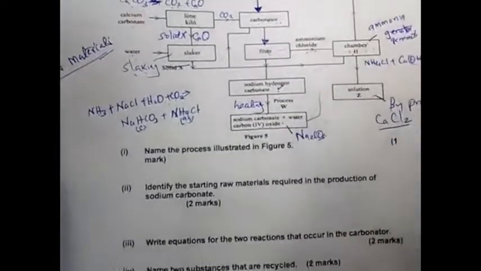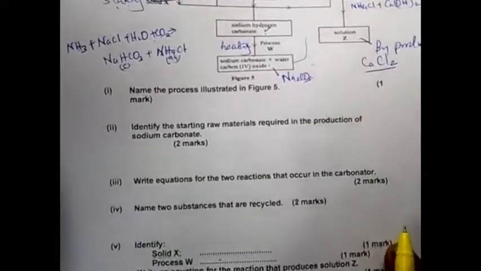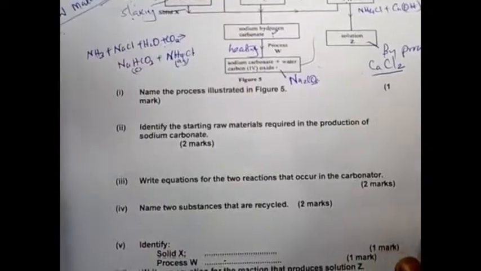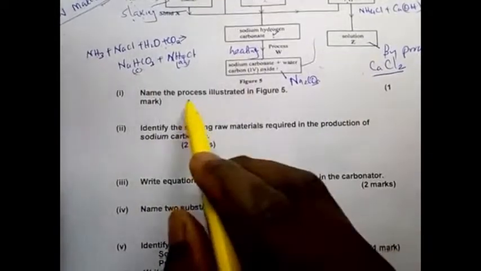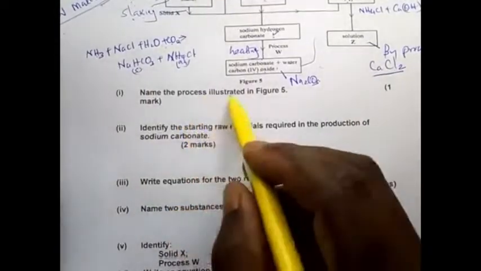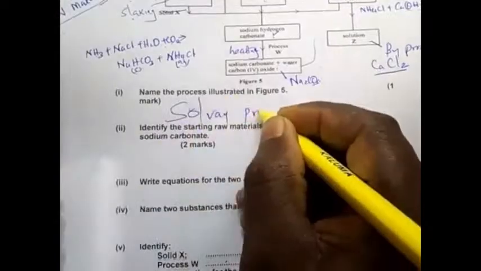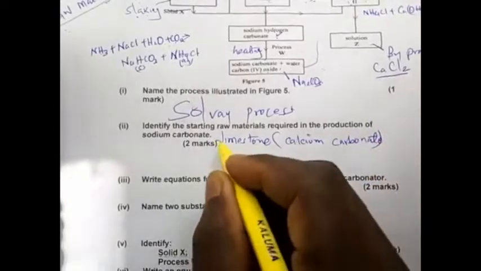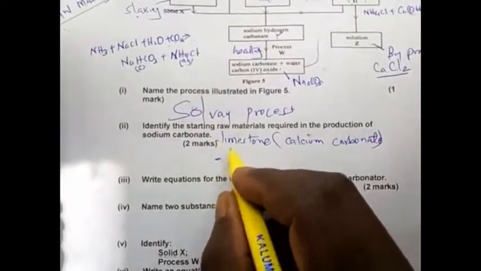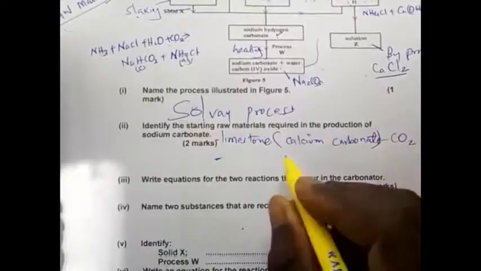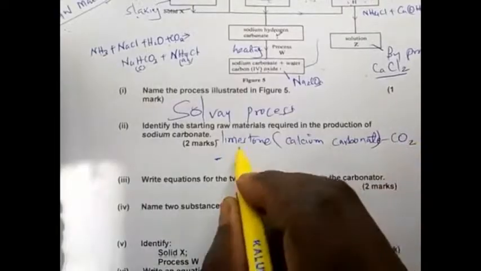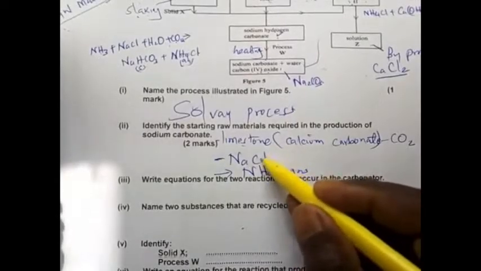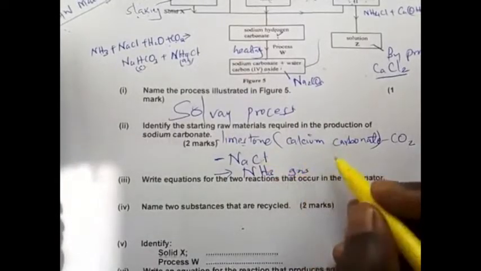So once you go now to the questions, you realize that you have answered most of the questions. Name the process illustrated. It is called the Solvay process. Another thing we need: limestone gives us CO2, so limestone is a raw material. Another one is sodium chloride. Even water is needed to mix with it to form the brine. Therefore, water is another raw material.